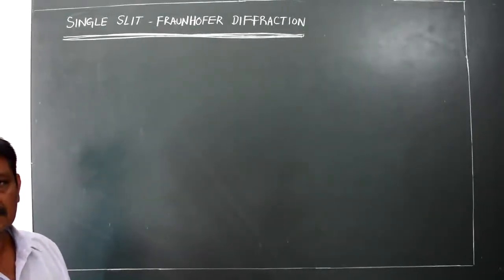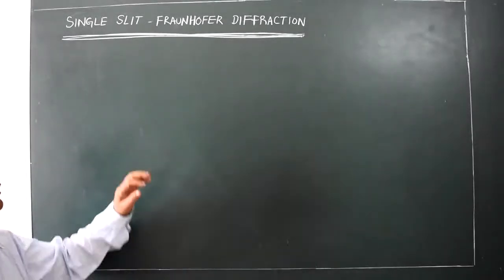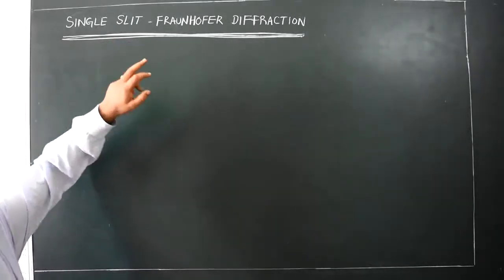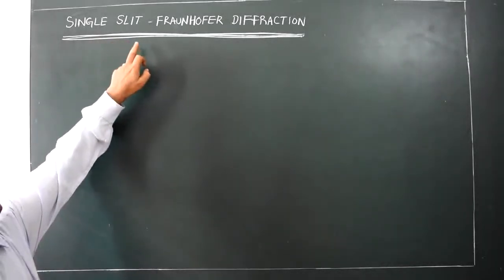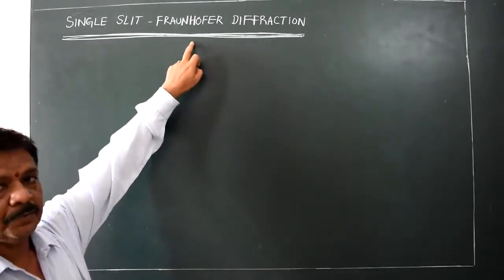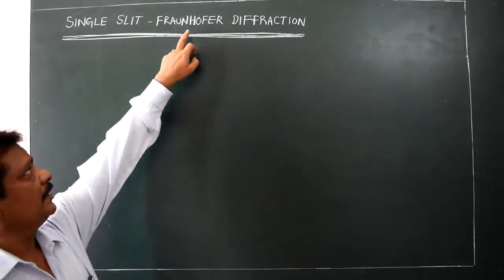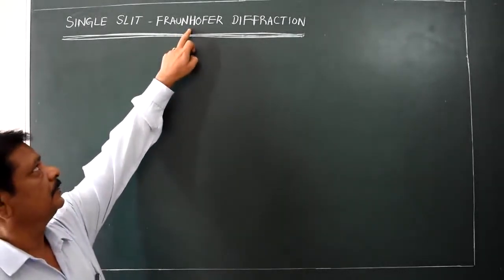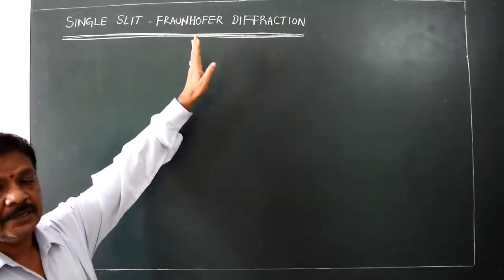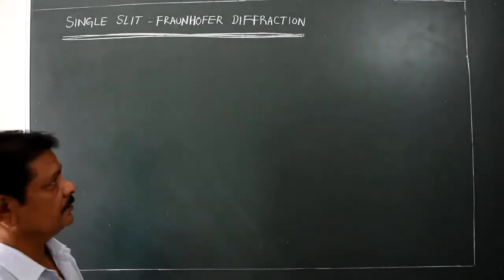Welcome to our session. Today we are learning about single slit Fraunhofer diffraction. The single slit is the case, and the type of diffraction is Fraunhofer diffraction. And what is the condition for Fraunhofer diffraction? You have to know: Fraunhofer diffraction means the screen and the light source are at infinite distance.